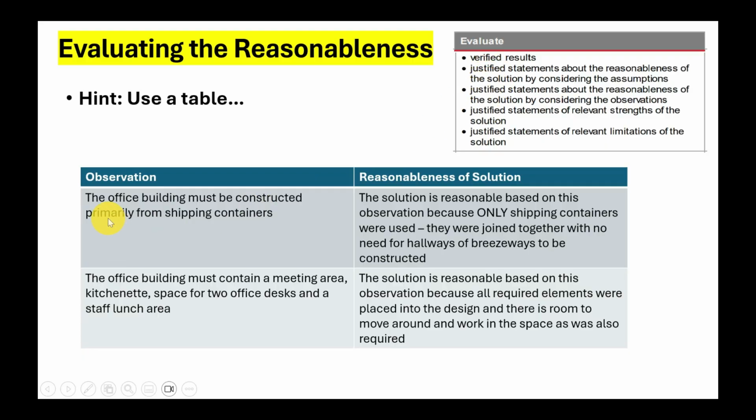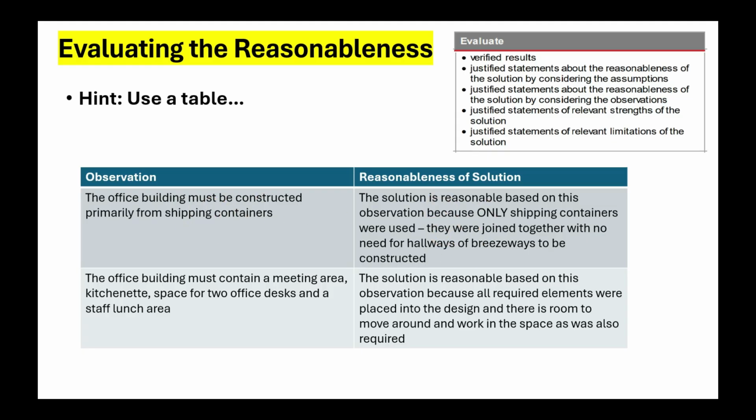So let's have a look at this one in depth. The office building must be constructed primarily from shipping containers. The solution, so my design of the tiny office, is reasonable based on this observation because only shipping containers were used. So in the solution, there were 3 shipping containers joined together and they made the office. They were joined together with no need for a hallway or breezeway or any other material. So my solution is reasonable based on this observation. I didn't use anything else.